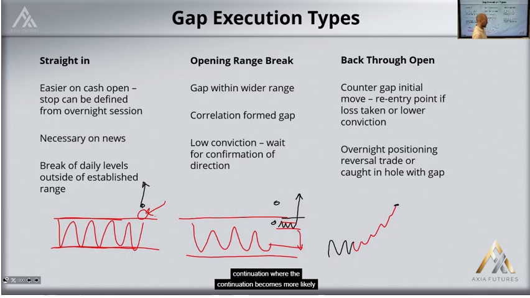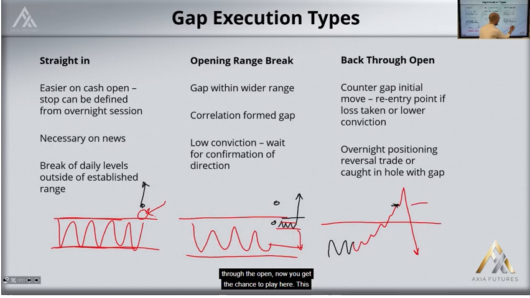Where the continuation becomes more likely on a trade like this is if we've broken out of a wider range. Now you have a situation where, like with that caught in the hole and a gap that we looked at in the S&P, we could have this type of move. And this is why the opening range matters. You let the opening range form, and now you can define whether we're going to go up or down, but also you have the back through the open play. And so if you have the initial attempt up and then back through the open, now you get the chance to play here.